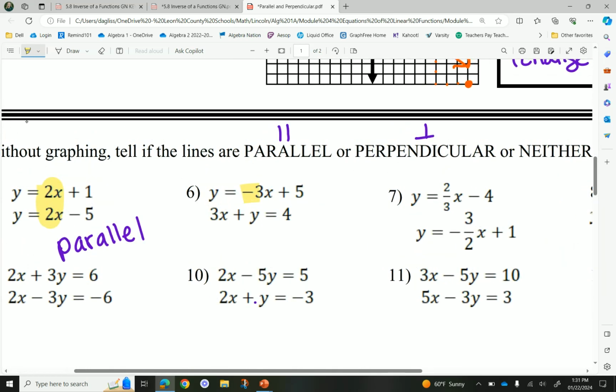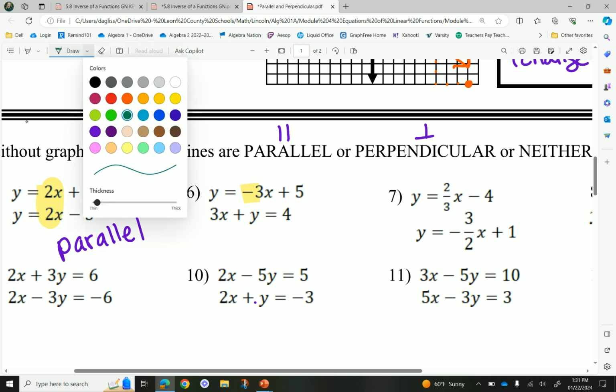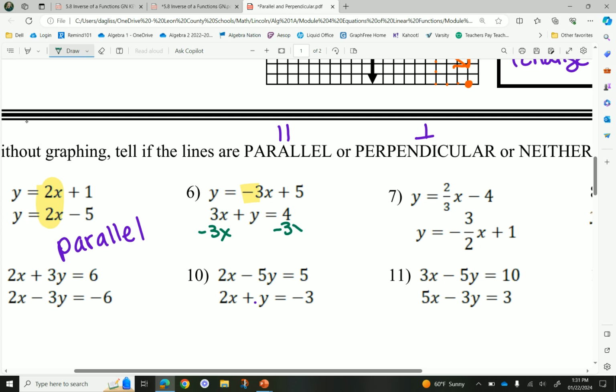Here we go. So let's rewrite this. If I have 3x plus y equals 4, how am I going to get y by itself? Yes, we're going to subtract 3x over. So now it's going to be y equals -3x plus 4. So I have -3x in my first line, and I have -3x in my second line. So what kind of lines are these? They are parallel. So a little extra work to do with that one, but that's okay.